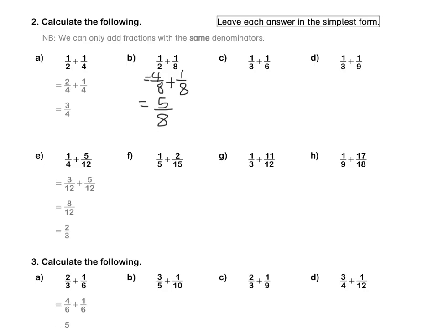Question E. We have a quarter plus 12ths. The lowest common denominator is 12. So we rewrite a quarter as 3/12 because 4 times 3 is 12 and 1 times 3 is 3. Then we add up and we get 8/12, which we simplify by dividing top and bottom by 4. And our final answer in its simplest form is 2/3. Press pause to complete the rest of the question by yourself.